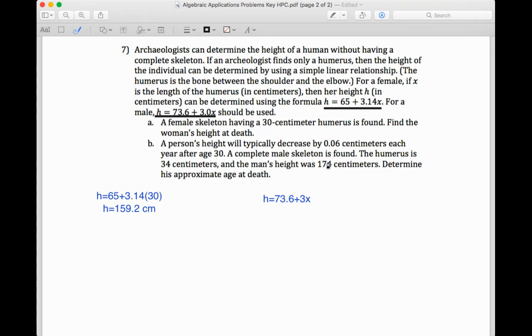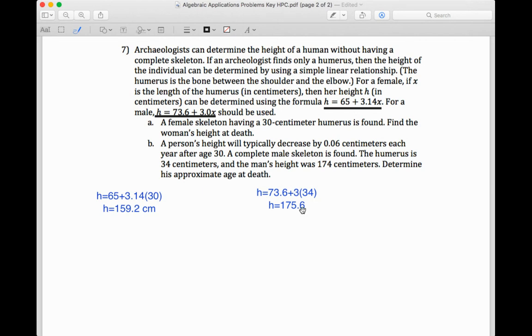Okay, so what I'm going to do is take the humerus length they gave us and plug it in, and solve for the height of that body, because they said the man's height is 174. That doesn't mean the body when they found it was 174. So that's what we need to figure out. I'm going to take that 34 and plug it in. When I do, I get h is equal to 175.6.